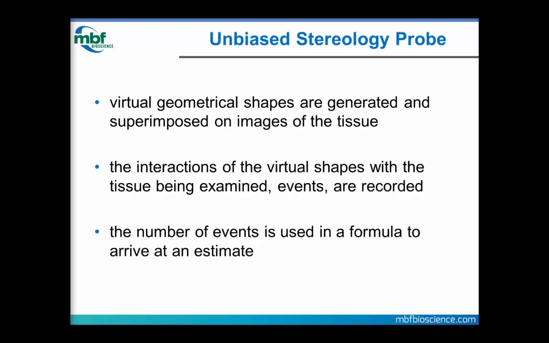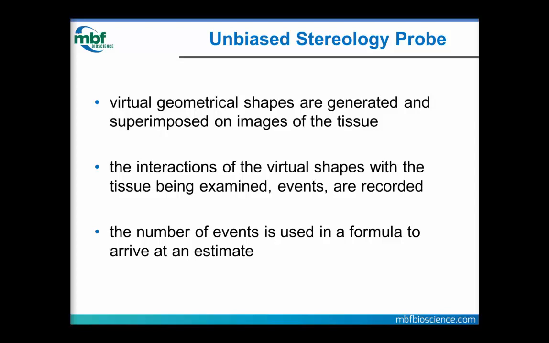So let's start off with kind of an idea of what unbiased stereology involves. It involves generating virtual geometrical shapes which are superimposed by our program Stereo Investigator on images of the tissue that you're trying to find out about. So we're probing the tissue with virtual geometric shapes. Our job is to record the number of interactions between the virtual geometric shapes and the tissue being examined. Those are called events. The number of events is used in a formula to arrive at an estimate.